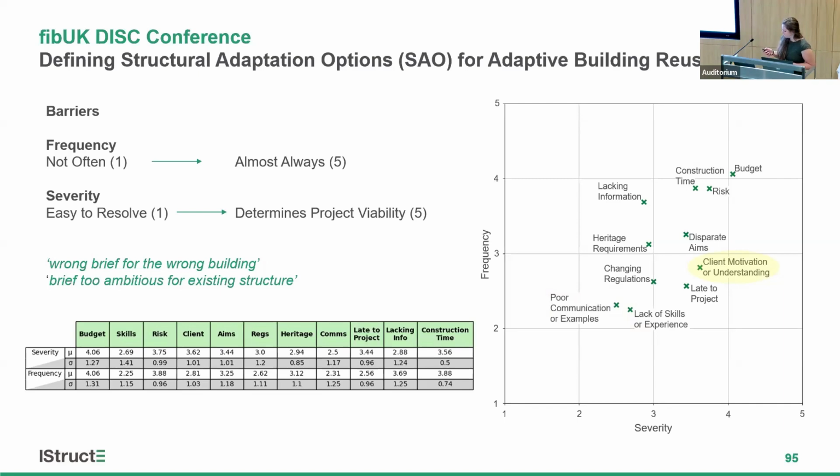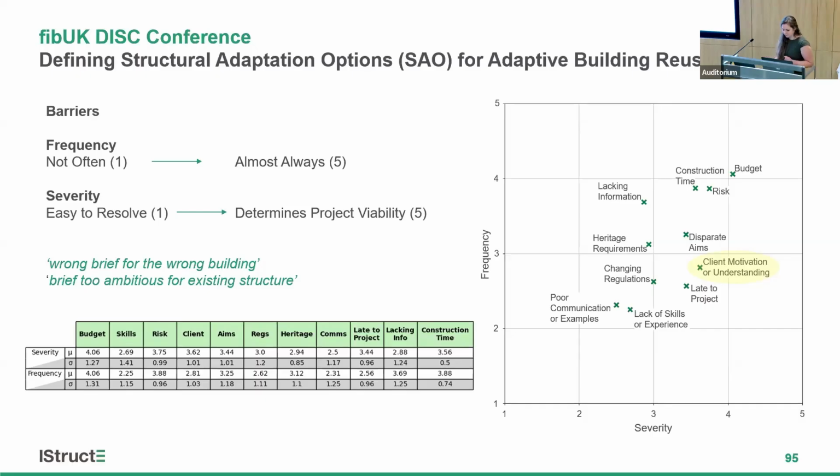One thing to note here as well is the severity of client motivation and understanding. These comments here are just a couple that I took out of what came back in the responses. There was quite a theme that many of our experts had experienced a real mismatch between the client brief, or what the client wanted, and the potential of the existing building they had.